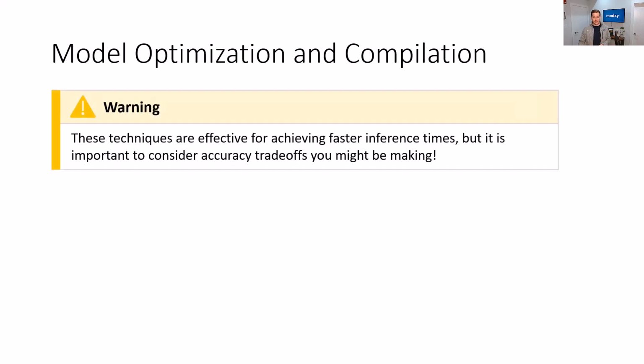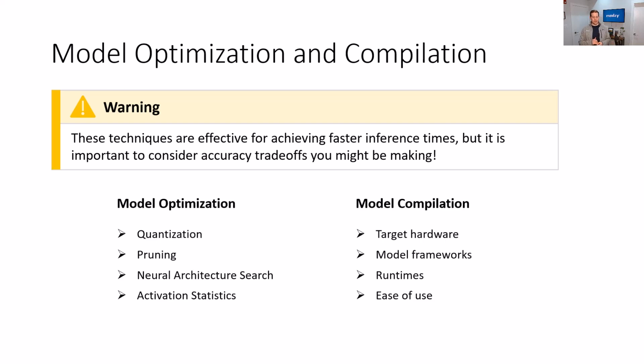Model optimization and compilation are techniques that can be super effective, but there is an important trade-off to consider, and that is accuracy versus speed. Depending on your use case, depending on what's required, just make sure that you're considering that trade-off. Some of the common considerations and techniques that we may hear of: in model optimization, quantization and pruning are different model minifying techniques. Neural architecture search allows you to search for different types of neural networks that, with different combinations of parameters, can achieve both your performance expectations from an accuracy and metric standpoint, but also inference expectations. And then finally, activation statistics as a key parameter when training models.